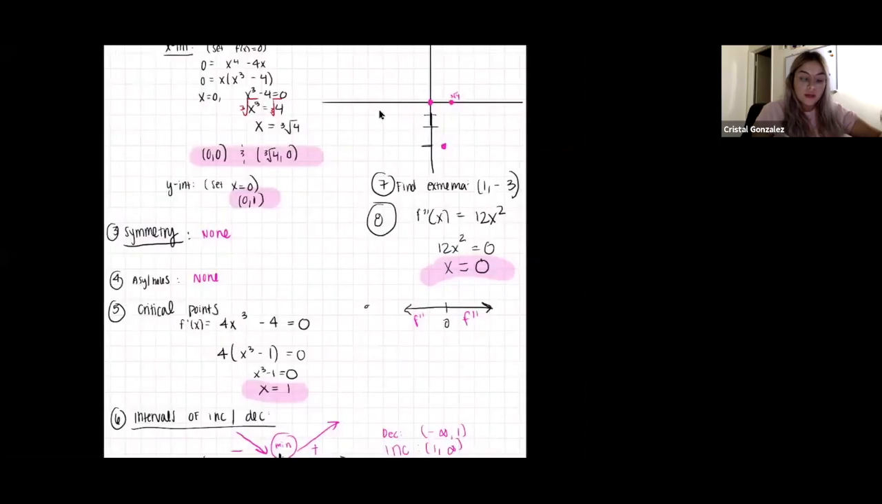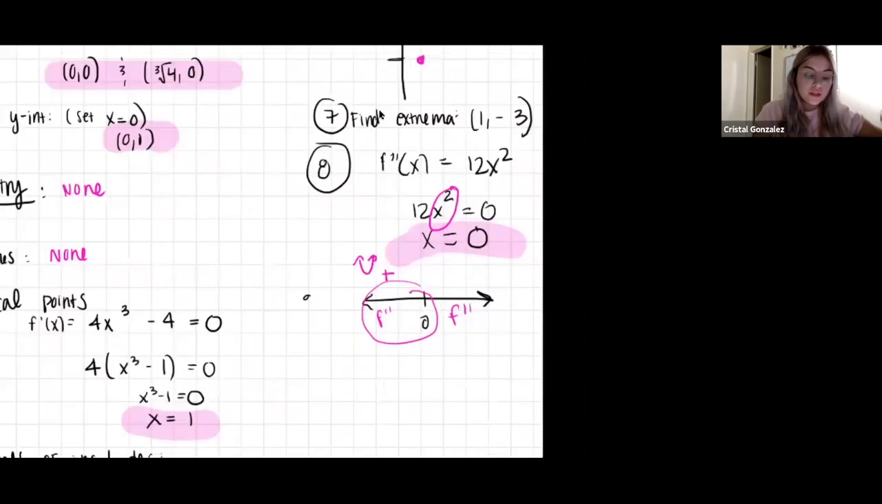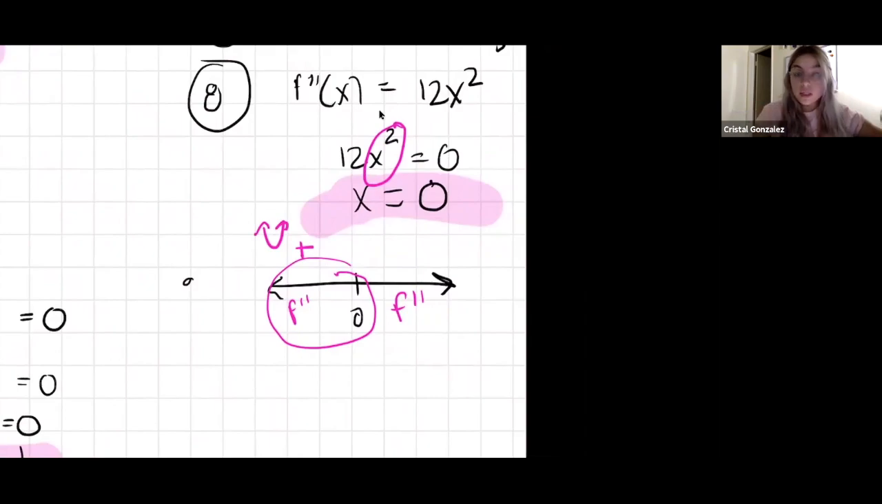My second derivative is always going to be positive, so no matter what I put in here, it's always going to be positive. If I plug in anything before 0, something like -1 squared, that's +1, multiplied by 12, that's still going to be positive. So on this interval it's positive, and so that means it's concave up on this side. Sorry, we're not talking about intervals of increasing, decreasing. Do the same thing here, no matter what, it's still going to be positive.